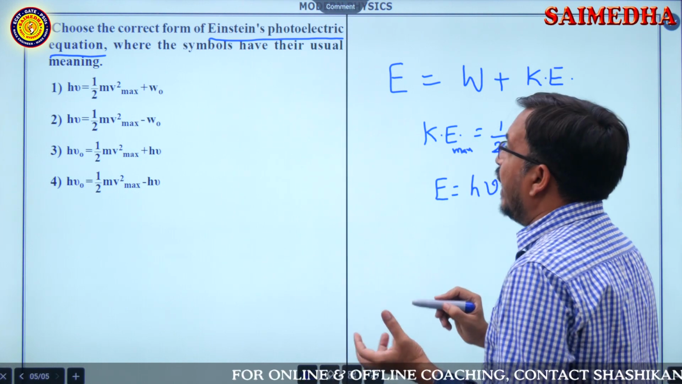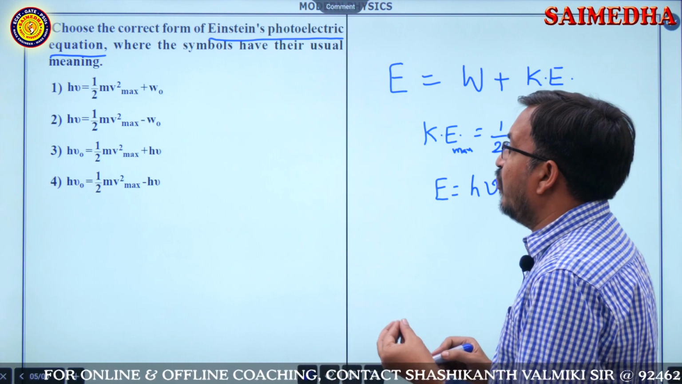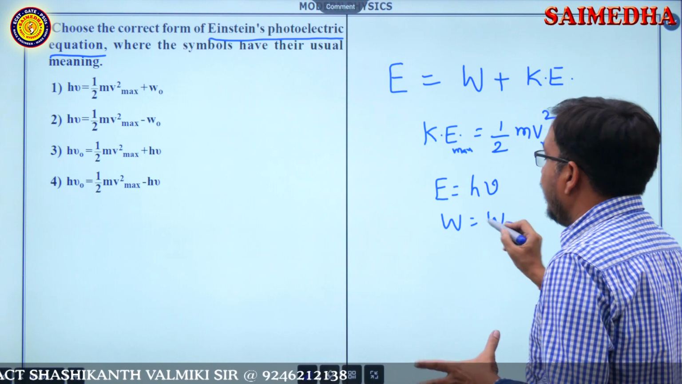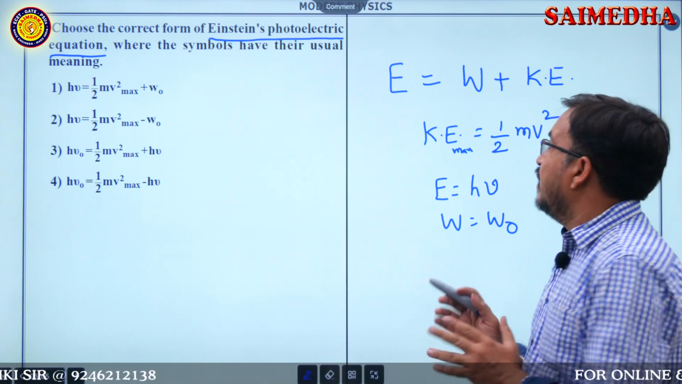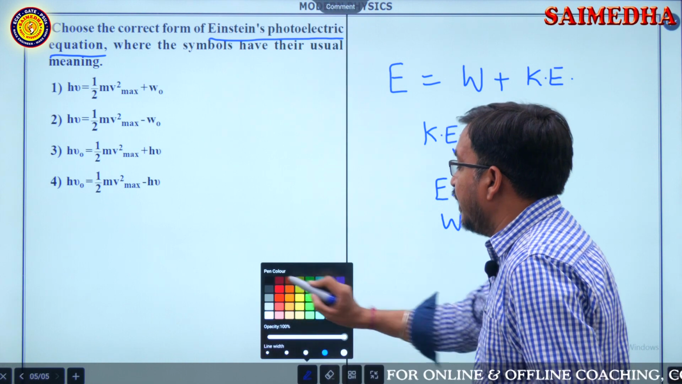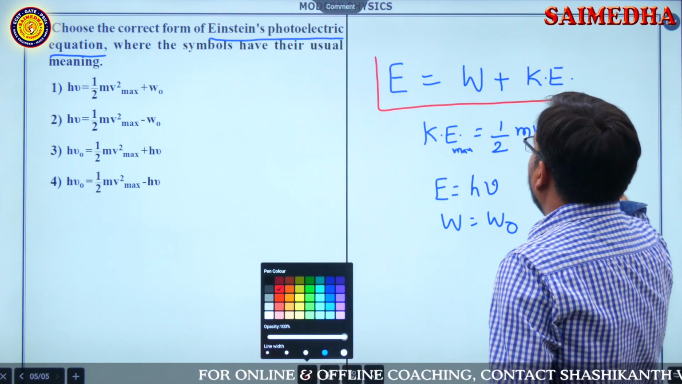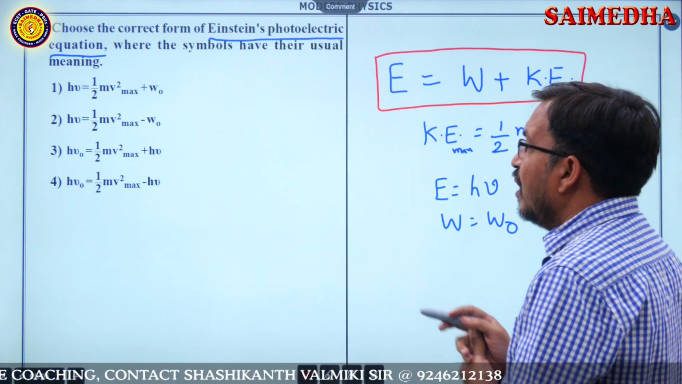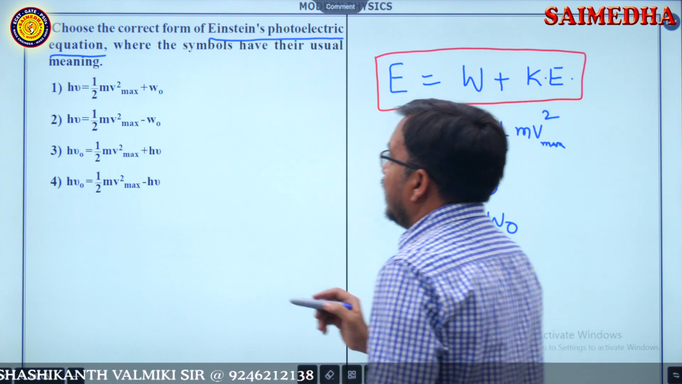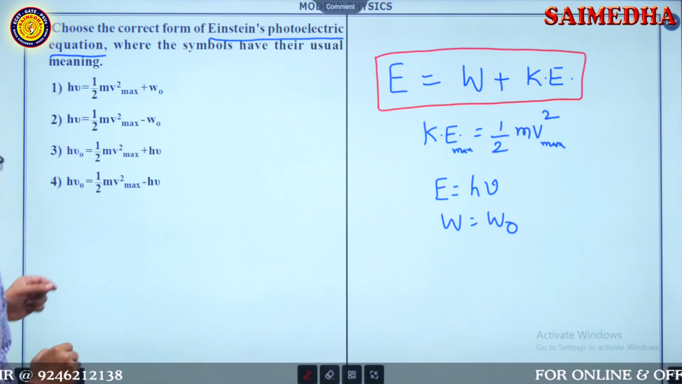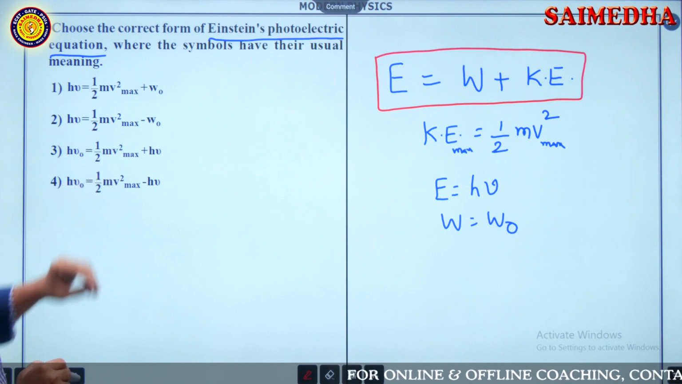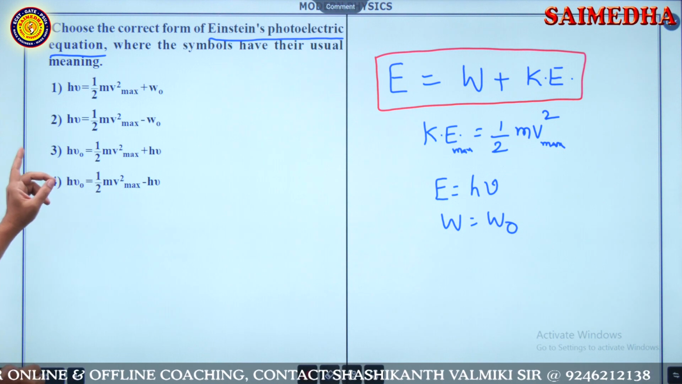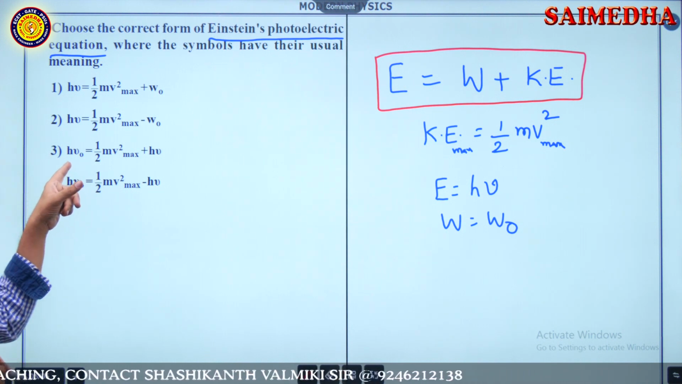h mu, and the work function here is represented simply as W naught. Then from the Einstein equation, energy equals work function plus kinetic energy. So see the first option: energy, that is h mu, is equal to half m v square plus work function, correct. The second equation has a minus, wrong.